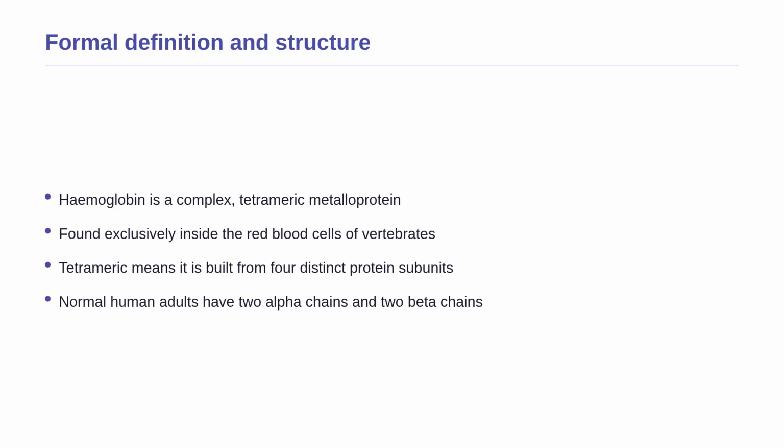Now that we understand its purpose, let us look at what hemoglobin actually is. In formal biological terms, hemoglobin is a complex tetrameric metalloprotein found exclusively inside the red blood cells of vertebrates. The word tetrameric is key here. It means the molecule is built from 4 distinct protein subunits. In a normal human adult, these 4 subunits consist of 2 alpha chains and 2 beta chains folded together. This precise 4-part structure is what allows the molecule to function so perfectly as an oxygen carrier.